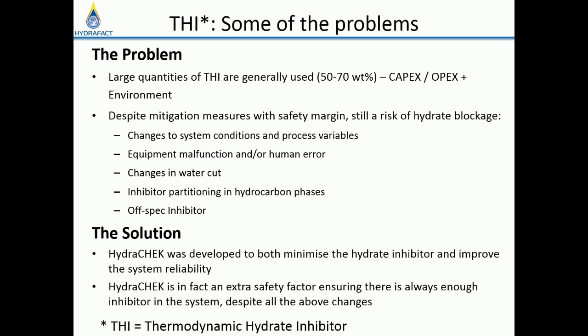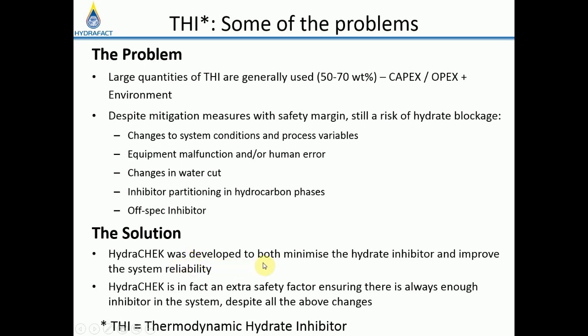Now, the typical reasons for hydrate formation are changes in the system condition and process variables. Another reason could be equipment malfunction or human error. Probably the most common reason is changes in the water cut, because if the water cut increases and we are injecting a constant rate of inhibitor, the concentration of inhibitor in the water decreases, and therefore the inhibition effect is reduced. The other important factor is inhibitor partitioning in the hydrocarbon phases. And finally, off-spec inhibitor. For example, inhibitor is supposed to have a certain purity, and it doesn't have that purity.